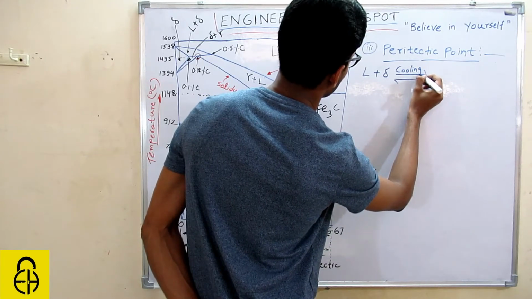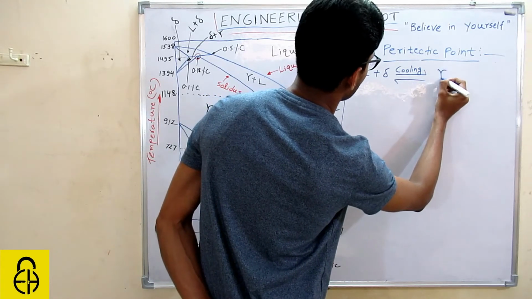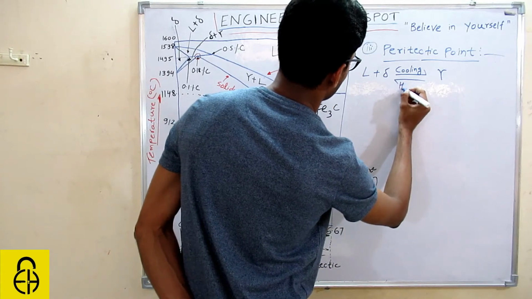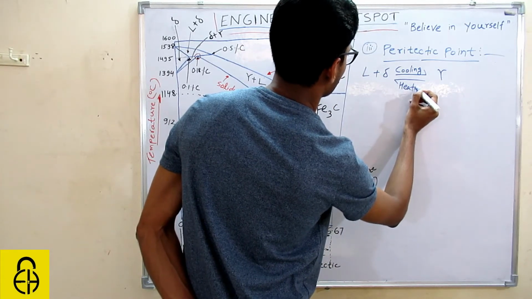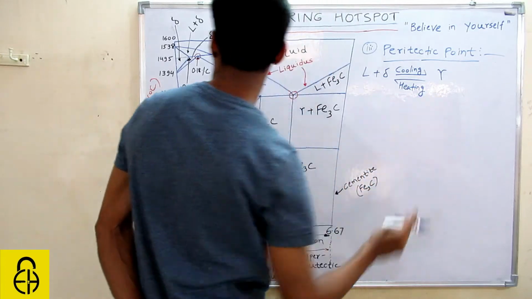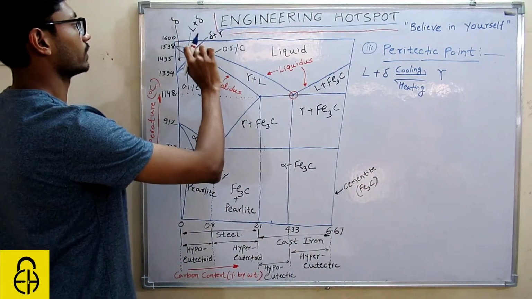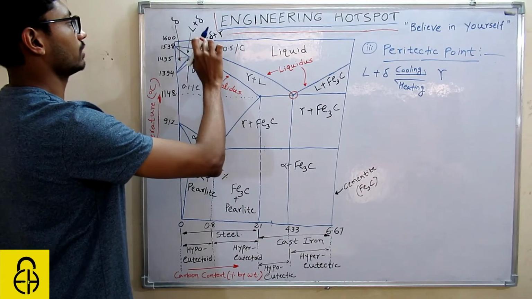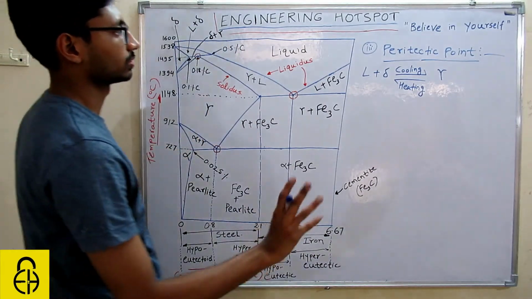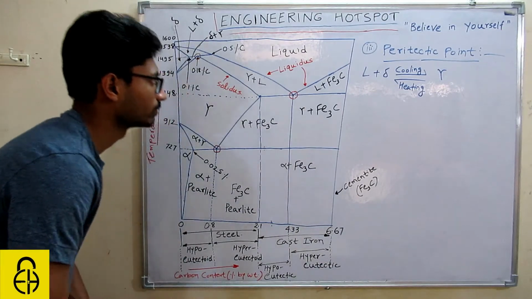Liquid plus delta on cooling, we will get gamma iron. But if we have gamma iron and if we start heating it, then we will reach this region, gamma plus delta. So this reaction is in equilibrium.